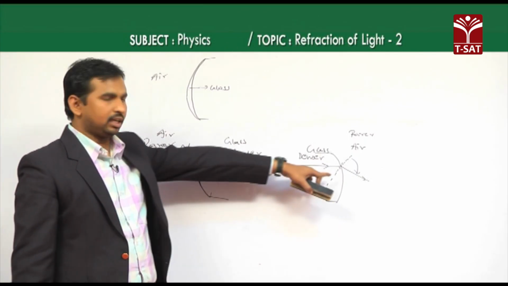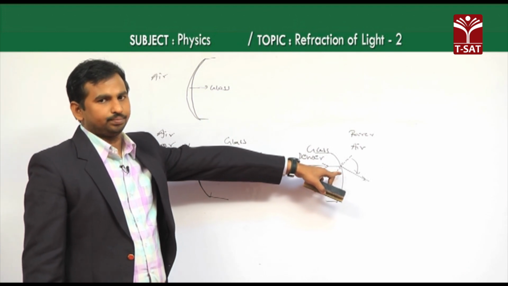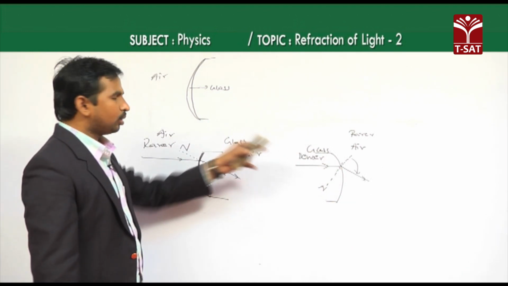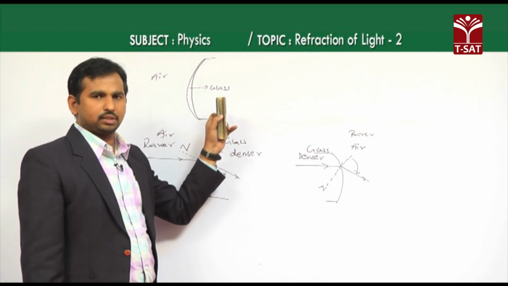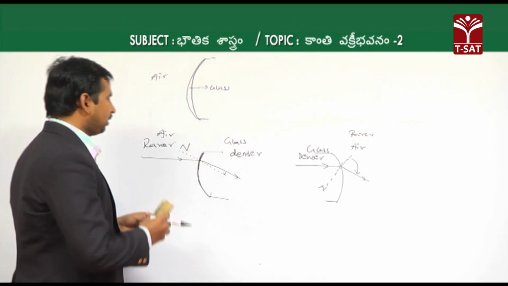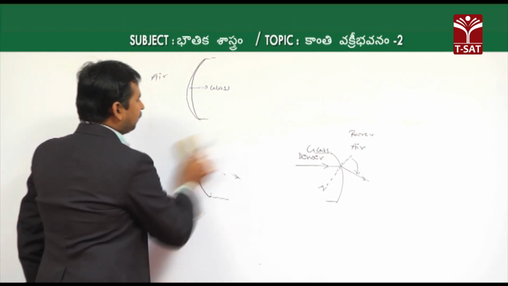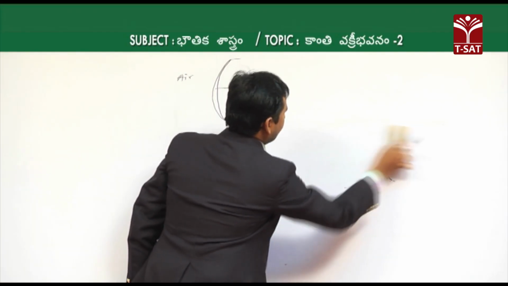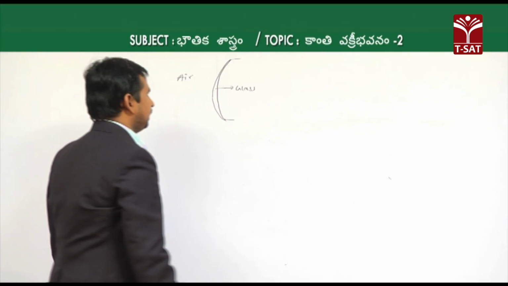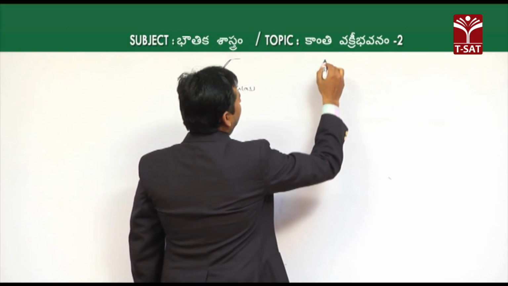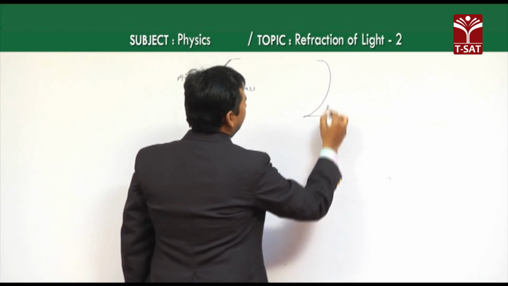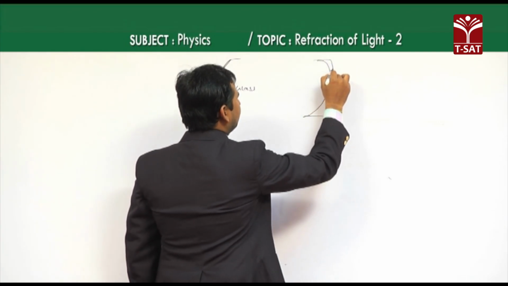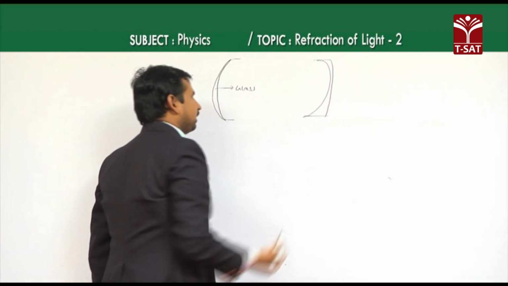And here it is bending away from the normal. Okay, this is the nature of a convex lens if the light ray passes through it. And in the same way, if you are taking a concave lens, meaning having more thickness at the edge and less thickness in the middle, like this.